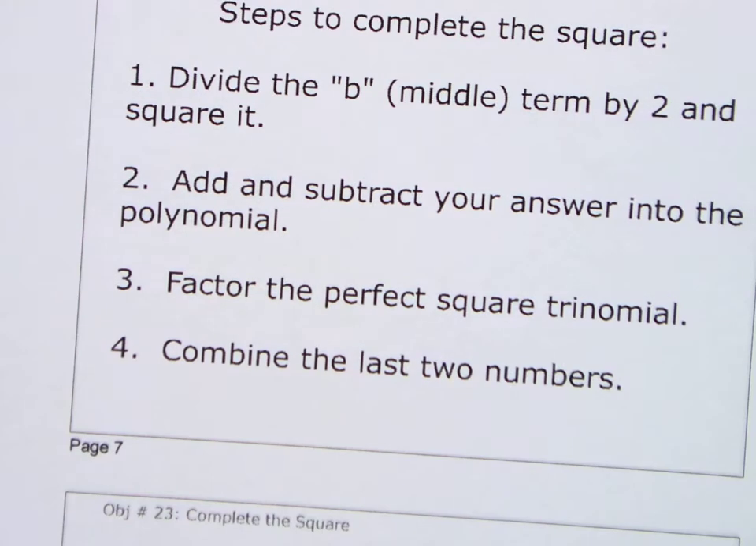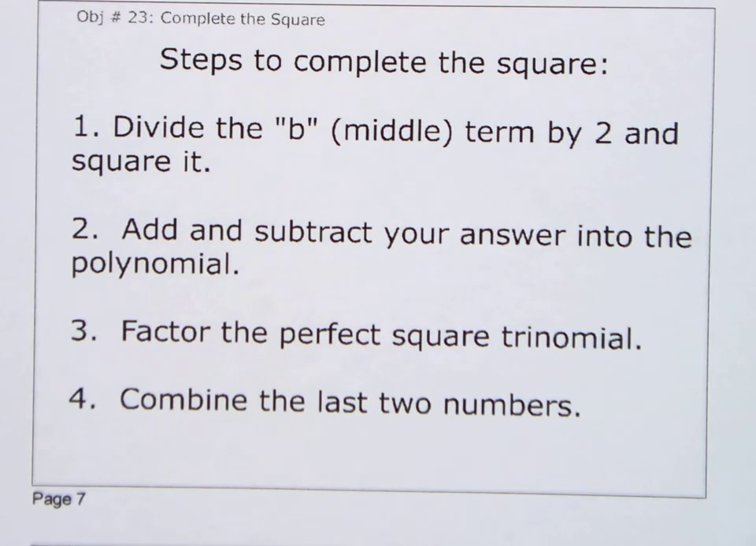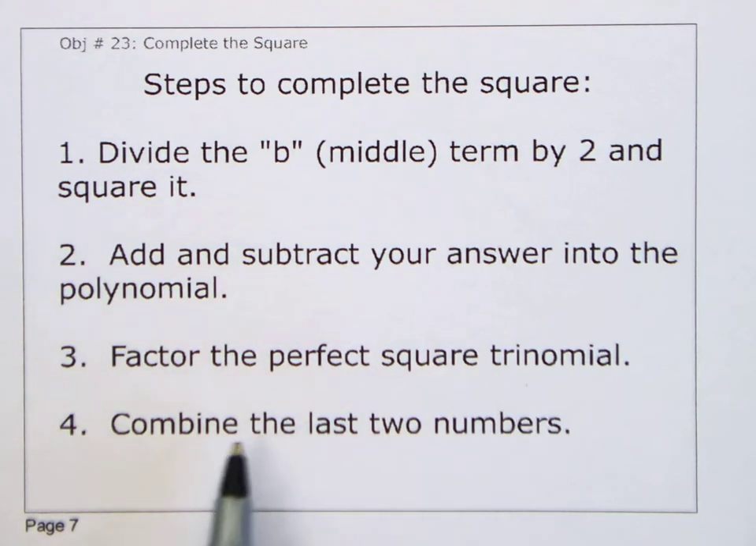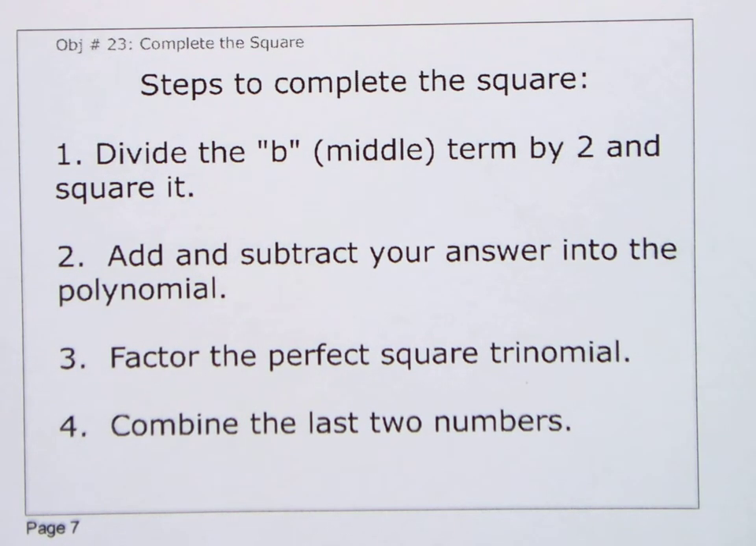So the steps are: divide the middle term, your b term, by 2 and square it. Add and subtract your answer into the polynomial. Factor the perfect square trinomial. The first 3 will be your trinomial, and then the last 2 numbers combine together. All right? Pause the video, copy it.